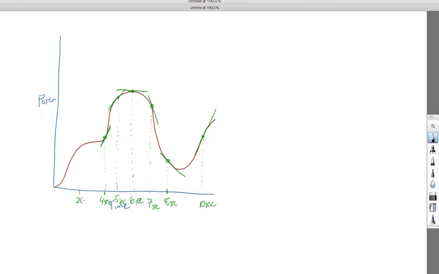Now at 2 seconds, let's go up 2 seconds and see what the instantaneous velocity is at 2 seconds. I'll circle that point right there. And it looks something like this. Something like that.